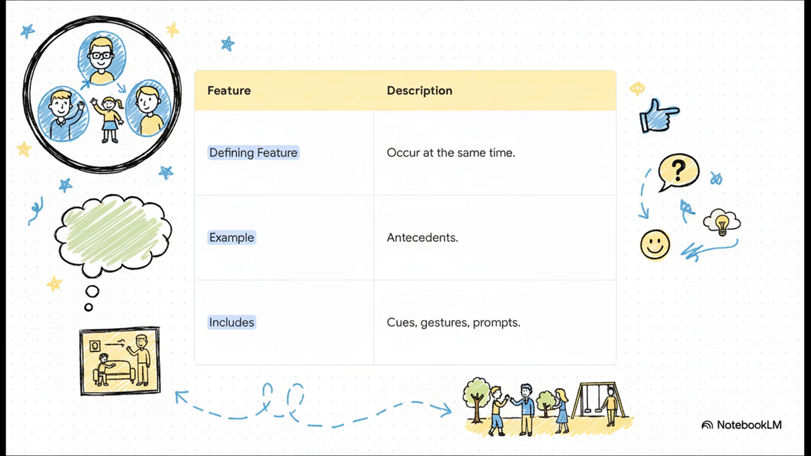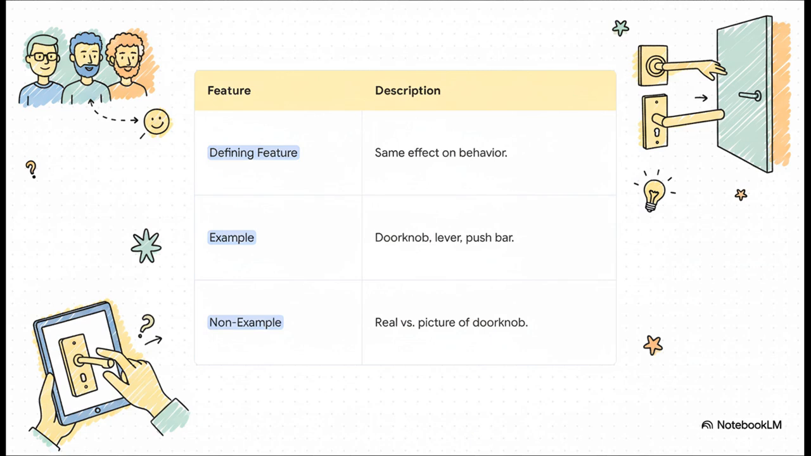same temporal class. And now we come to the one that is, in my opinion, the most powerful and clinically relevant of them all. The functional stimulus class. With this one, we group things together based on what they do, what their effect is on behavior. Think about opening a door. You might see a round doorknob, a long lever handle, or a flat push bar. They look nothing alike, but they all have the same function. They open the door. They are functionally equivalent. And truly understanding this concept is exactly how we're going to help Leo.